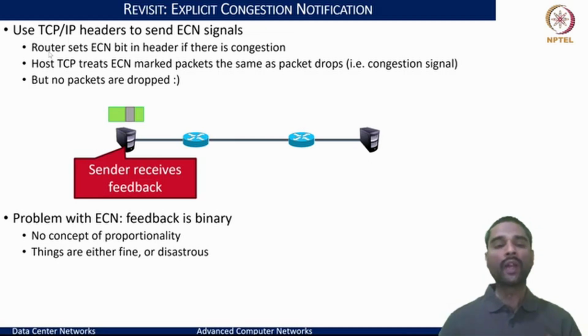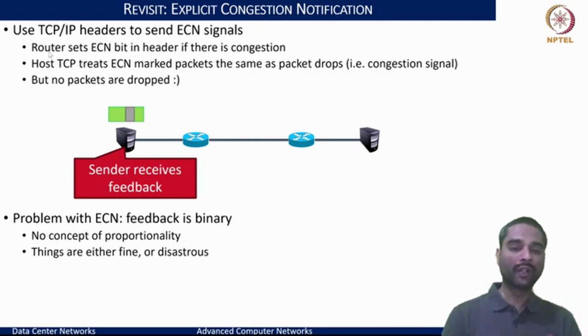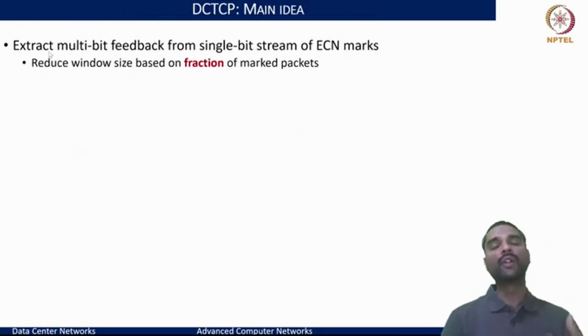That means there is no concept of proportionality with respect to the number of packets that were marked with ECN. The way I react is either that everything is fine and I ramp up as usual, or I slow down, making the next round trip slow by cutting down the congestion window by half. And this would result in a lot of aberrations in how the transmissions happen.